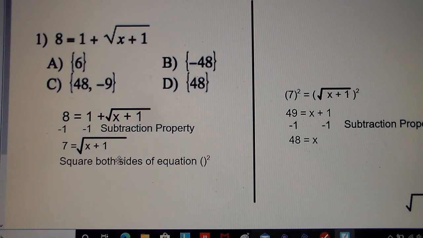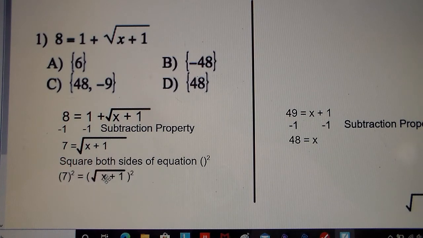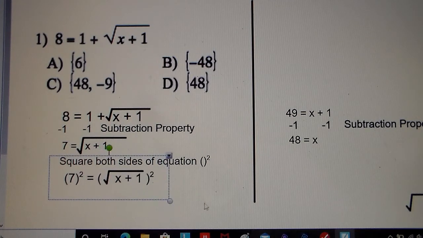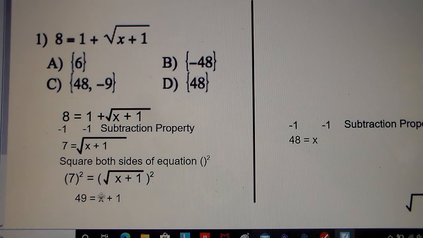Next, we're going to square both sides of the equation. So 7 squared, and then the square root of x plus 1 will be squared, which will look like this. Then after that, 7 squared you know is 49.